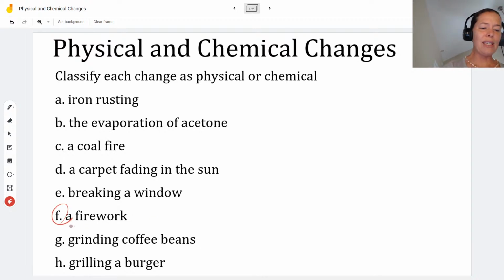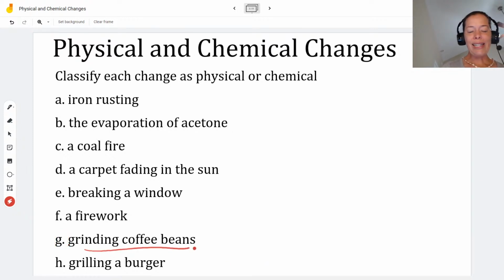Okay, so F is a firework, which is always fun to see. So a firework, we have light that is coming out. We've got a color change, and I think if we could get close enough to it, we would feel a temperature change too. So watching a fireworks show, you are watching chemical changes occur.